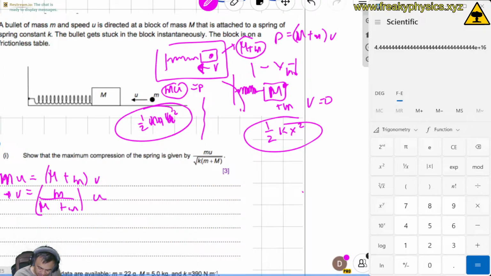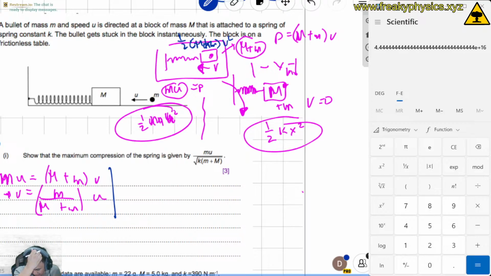Then we go here, and we do the same thing. What's the kinetic energy at this point? This is going to be 1/2 times the combined mass m plus m times v squared. So in the first part, we went for conservation of momentum. Then on the second part, we go for conservation of energy.